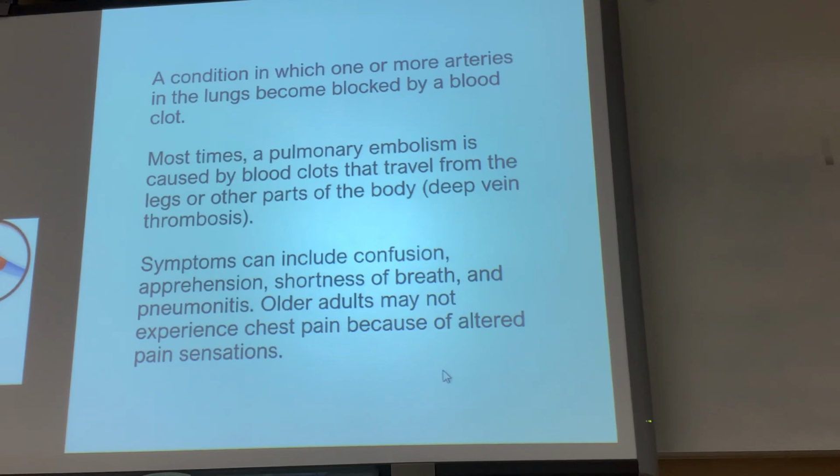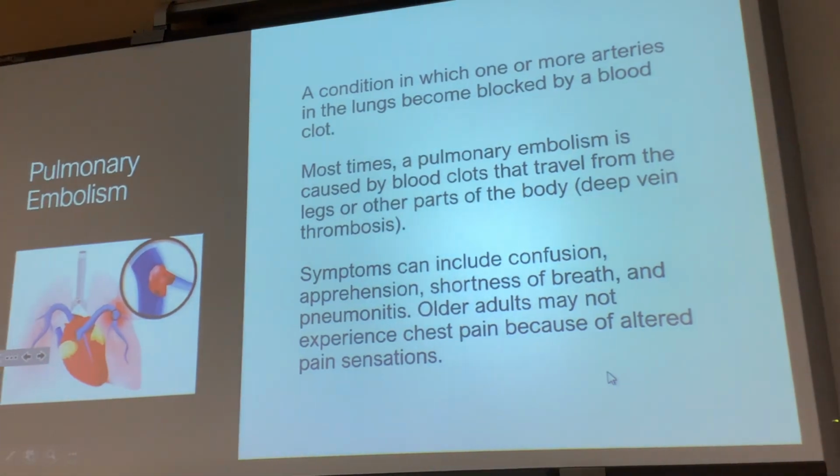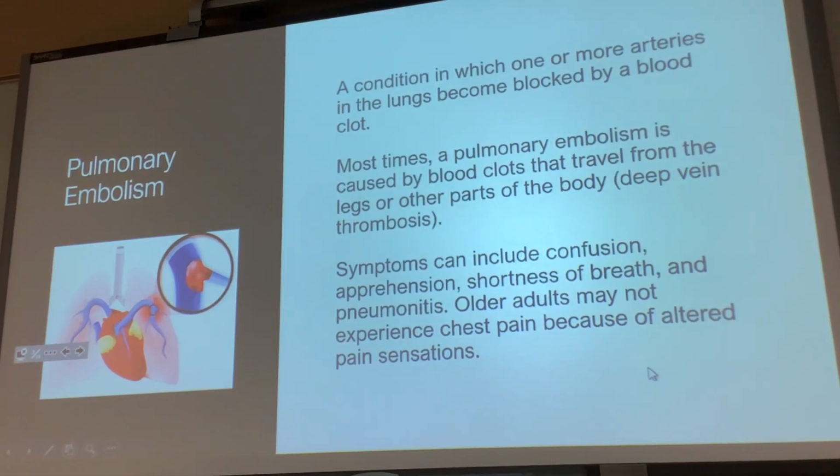And then pulmonary embolism, a condition when one or more arteries in the lungs becomes blocked by a blood clot. Most times a PE is caused by blood clots that travel from the legs or can be other parts of the body, also known as a deep vein thrombosis or DVT. And then the symptoms of these can include confusion and apprehension, or like doom in older adults, shortness of breath, and then pneumonitis, which is inflammation of just like the lung tissue.